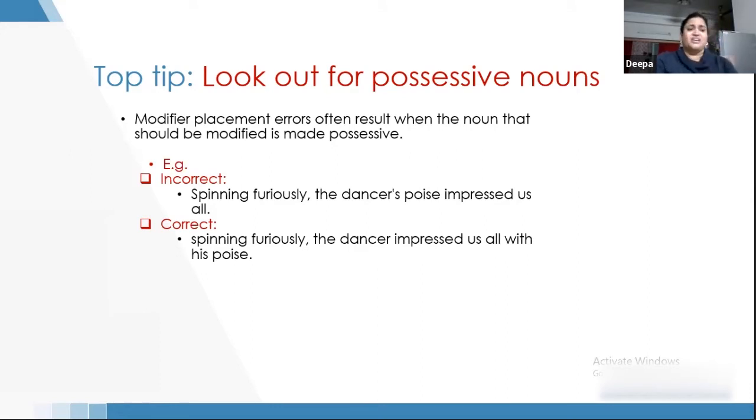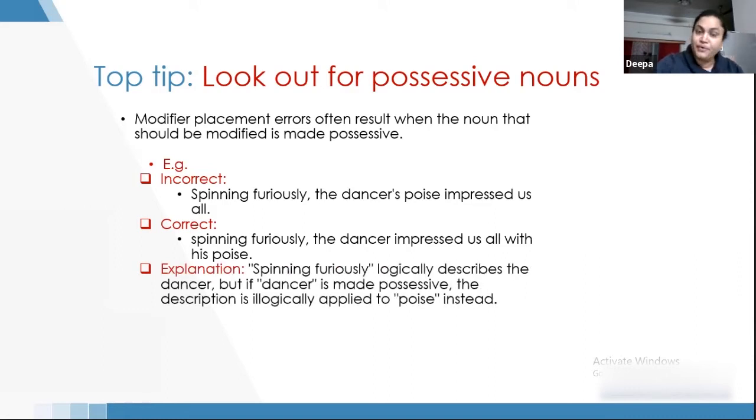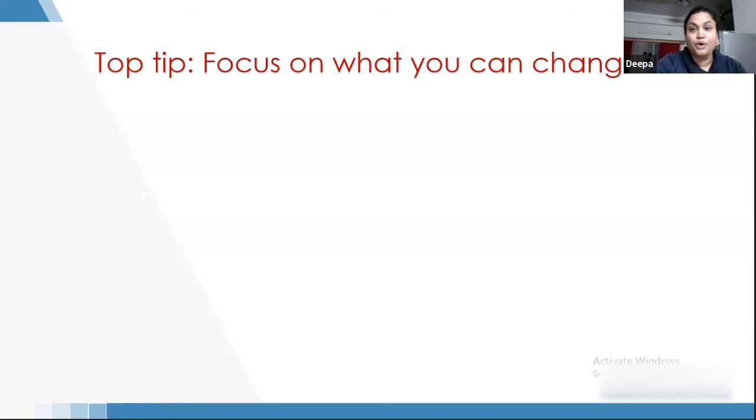We should not use a possessive form in everything possible, rather understand it better before using it. Spinning furiously logically describes a dancer, and if dancer is made possessive, the description is illogically applied to poise instead. Okay, so these are basically possessive nouns. So we should not look at changing most of the things into possessive form, but we should be looking out for better things. Okay, let's go forward.